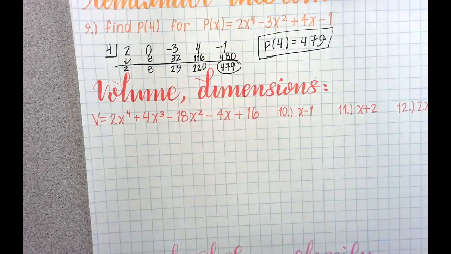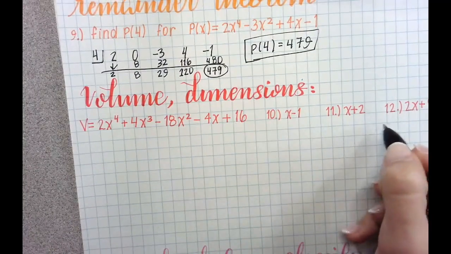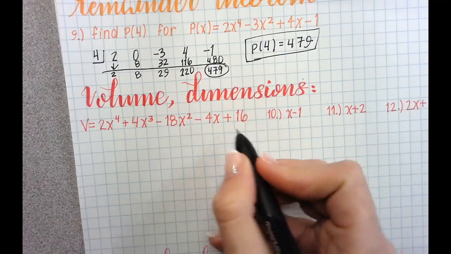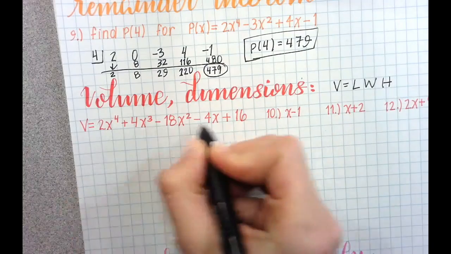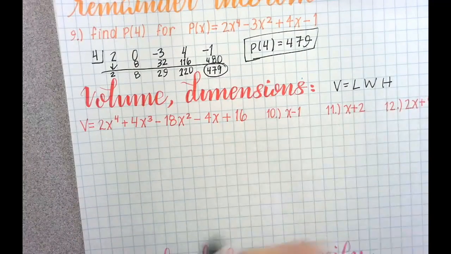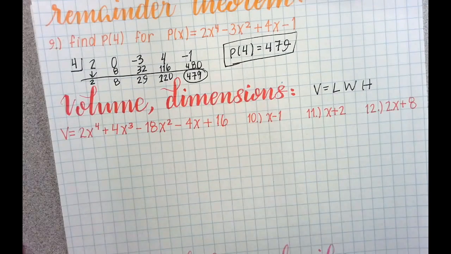We're good. Alright, this one, they gave us volume. They want to know which of these could be the dimensions. Since volume is length times width times height, the length, the width, or the height have to divide into it evenly. So this is just a division question. We just need to check: will I have a remainder or won't I?